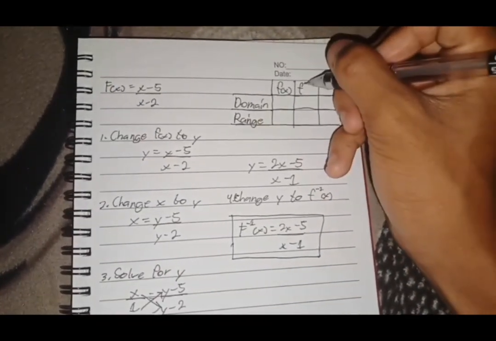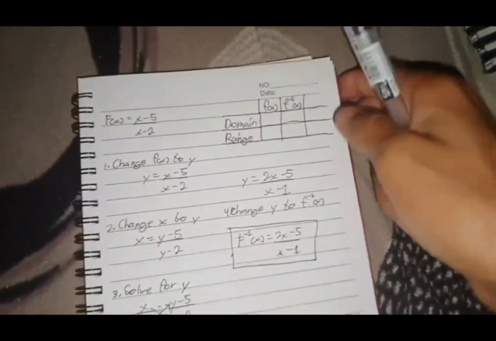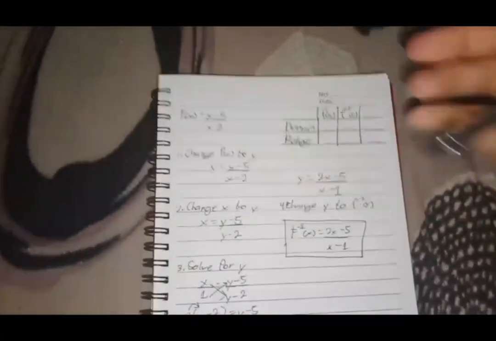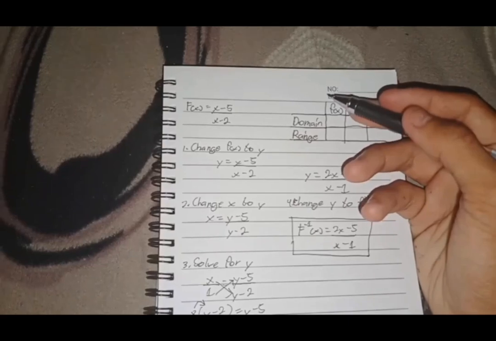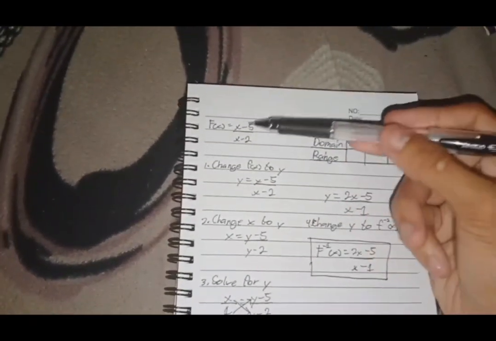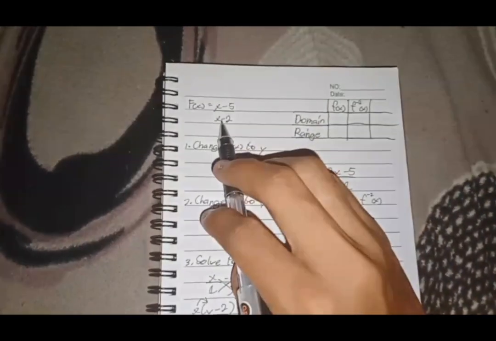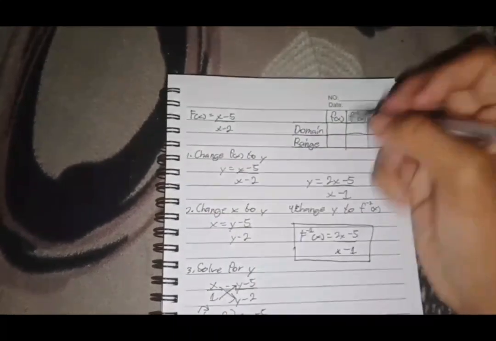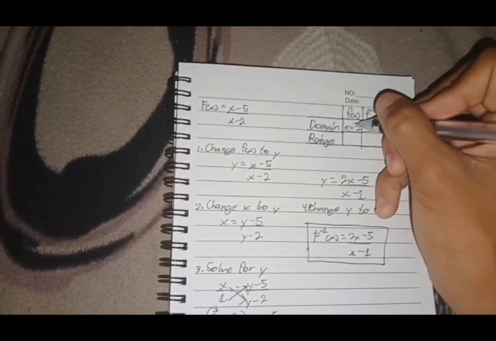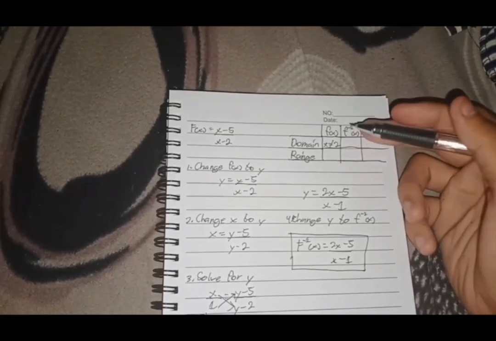So, dito naman tayo sa domain at range. Paano nga ba nakukuha yung domain at range niya? So, simple lang. The domain is yung denominator lang ng original function. Ito yung original function natin. And yung denominator is yung domain natin. So, ito, x negative 2. Ito yung magiging domain natin. So, yan ang domain ng f of x natin.